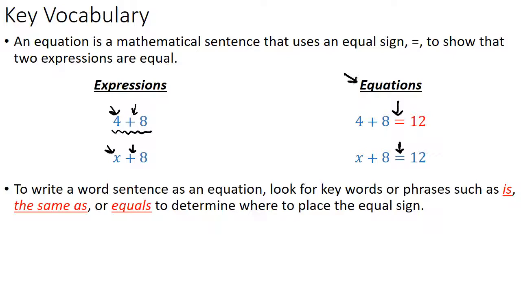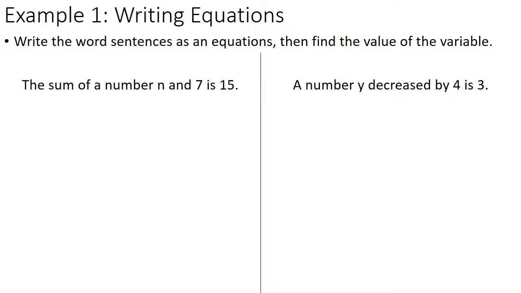So to write a word sentence as an equation, you're going to be looking for keywords or phrases such as is, the same as, or equals to determine where to place an equal sign. Some other things that we're going to be looking out for are keywords that are going to tell us which operator we're going to be using, whether it's going to be a plus sign, a minus sign, a division sign, or a multiplication sign. So we're going to write these word sentences as equations and then find the value of the variable.